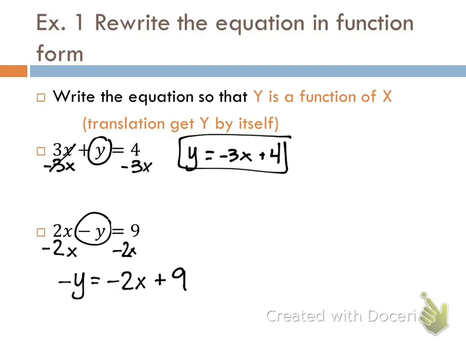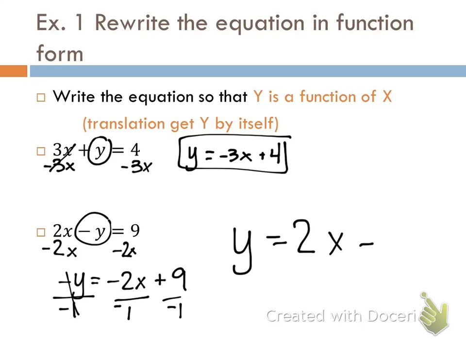Sarah, what am I going to do now? Because is y by itself? No, it's not. So what should I do? Divide by -1. Very good. Divide everything on the other side by -1. So now I've got y is equal to positive 2x minus 9.